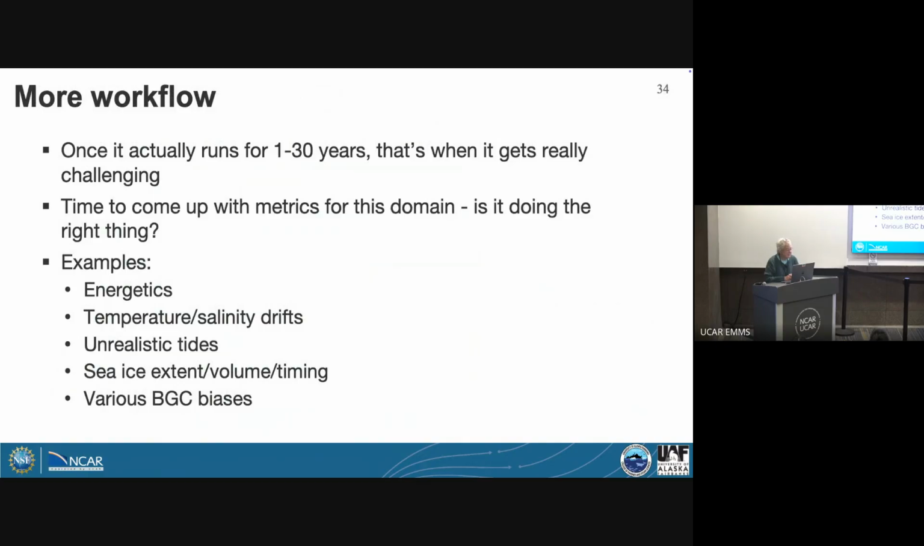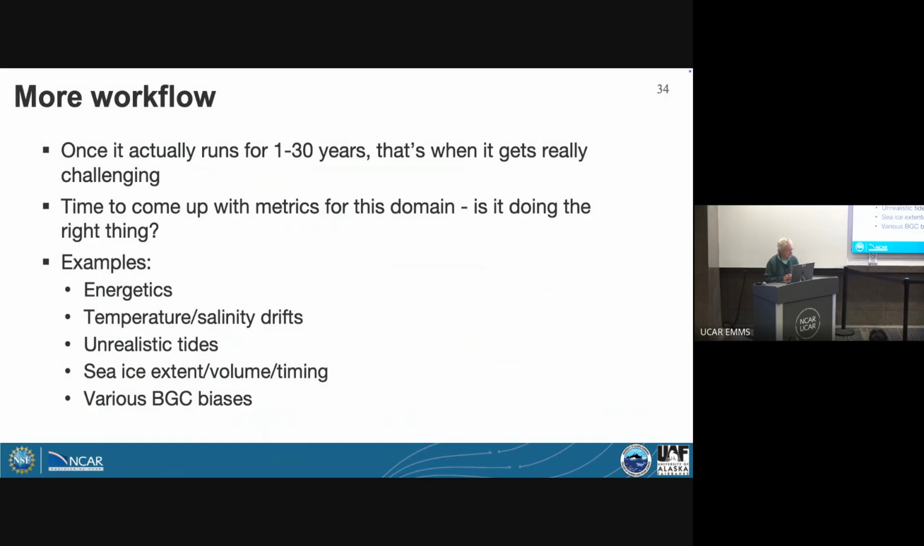So once it runs for a year or more, that's when things get harder, I think. And that's when you need to come up with some metrics to find out how well you're doing. And common things people look at are temperature and salinity and how you compare to World Ocean Atlas. Or for the BGC, how you compare to the nutrient fields. And you need to check to make sure your tides are realistic.